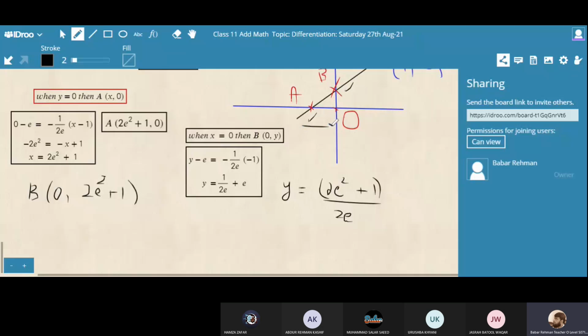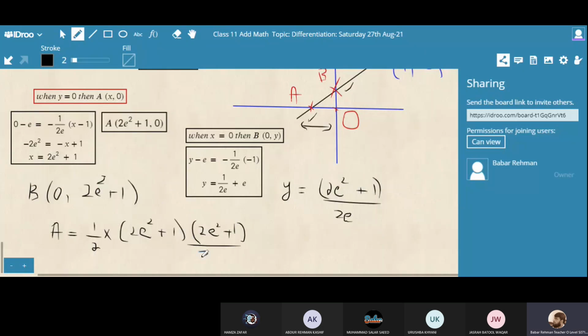So the coordinates of A would be the base and the coordinate of y should be the height of the triangle. So now we will apply the formula for the area of a triangle. Area of triangle is half into base. What is base? The coordinates of A, so I can write 2e square plus 1. This is base. And what is height? The coordinate of y, so this is 2e square plus 1 upon 2e.